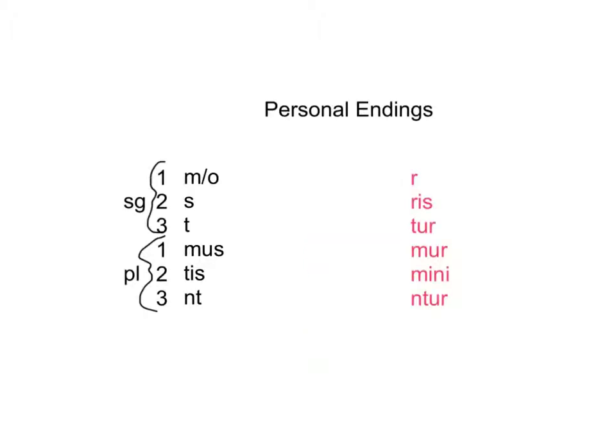After that, of course, we'll need our personal endings, but we're going to use different ones than we use for the active. For the active, we normally have m or o, and then s, t, mus, tis, nt for the first, second, and third singular, and then the first, second, and third plural. Instead, for the passive, we're going to use r, ris, tur, mur, mini, ntur. That needs to be memorized.